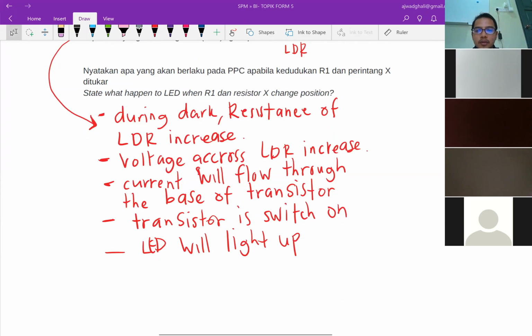Okay, so during dark, the resistance of the LDR is high or increases, the voltage across the LDR is high or increases, base current will flow through the base, and the transistor will switch on and the LED will light up.